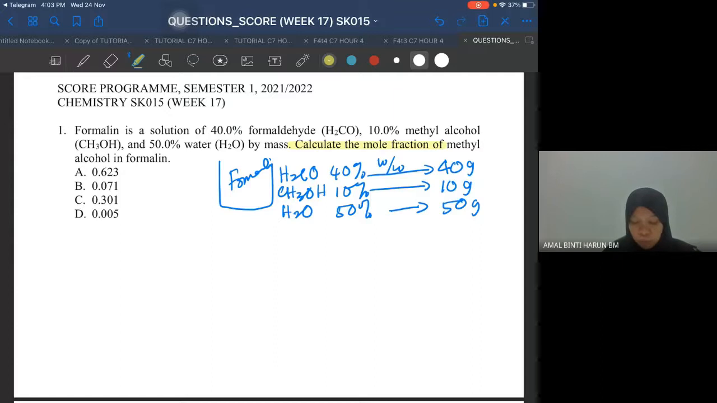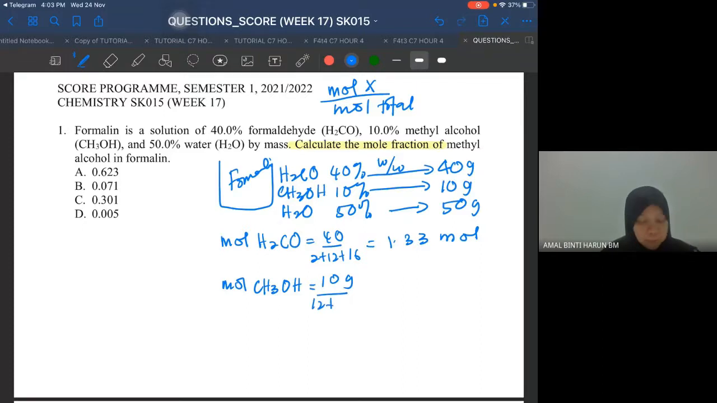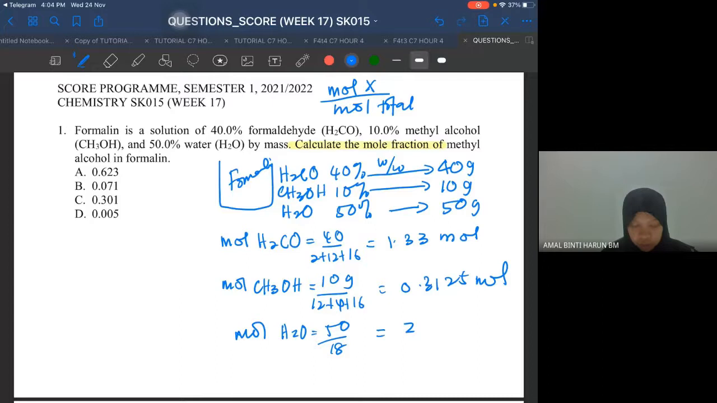Calculate mole fraction. So mole fraction adalah mole bagi setiap komponen per mole total. So sekarang kita nak cari mole bagi setiap komponen, kemudian barulah kita cari mole total. So mole H2CO adalah 40 gram divide by 2 plus 12 plus 16. Kita dapat 1.33 mole. Mole bagi methanol is 10 gram divide by 12 plus 4 plus 16, 0.3125 mole. While mole of water, kita ada 50 gram divide by 18 molar mass dia, 2.77 mole.